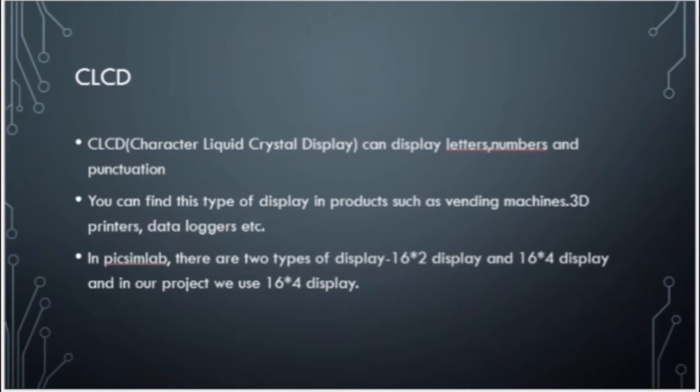Now, let us see what a CLCD is. CLCD stands for Character Liquid Crystal Display. It can display numbers, letters, and punctuation. It is generally used as a display. It is a user interface between the machine and the user. You can find this type of display in other products such as vending machines, 3D printers, data loggers, etc. In PICSimLab, there are two types of display: a 16x2 display and a 16x4 display. These are the sizes of this display screen which is being projected at the output. And in our project, we are using the 16x4 display.